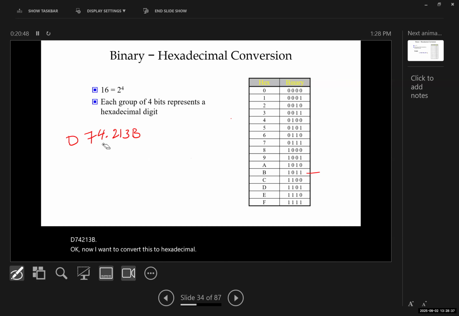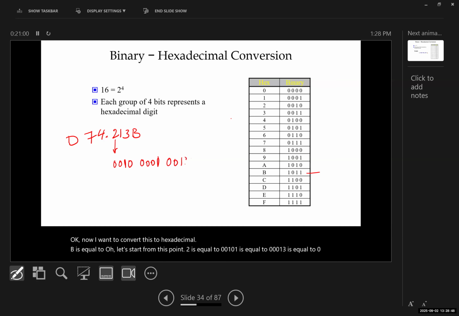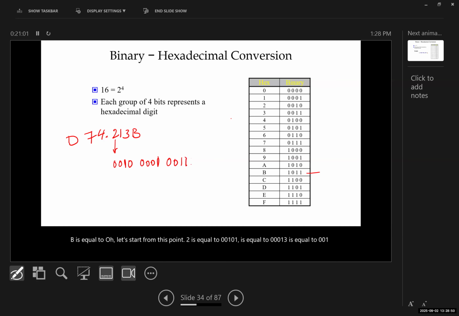Let's start from this point. 2 is equal to 0010. 1 is equal to 0001. 3 is equal to 0011. And B is equal to 1011.